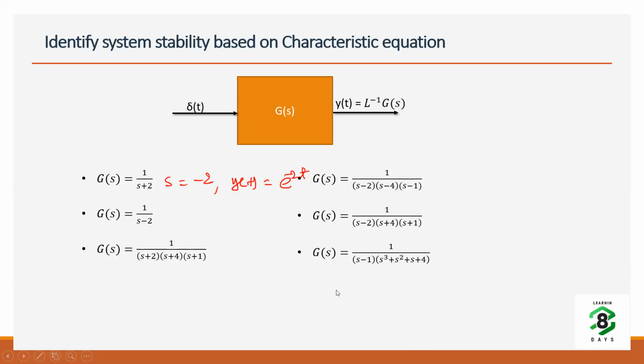And it does not matter what is the order of your characteristic equation. If you have found only one positive root, it does not matter what is the order of the remaining things or what complexity is there. This is unstable.